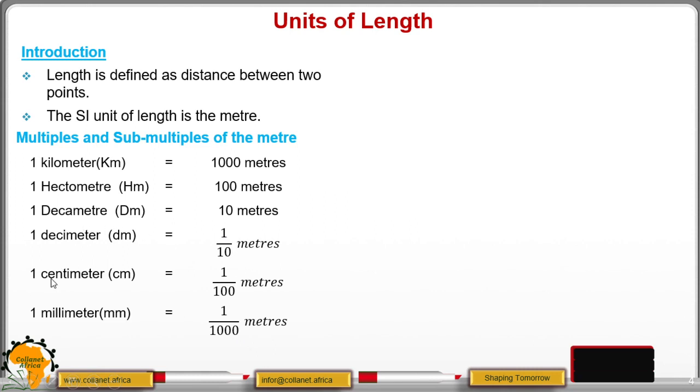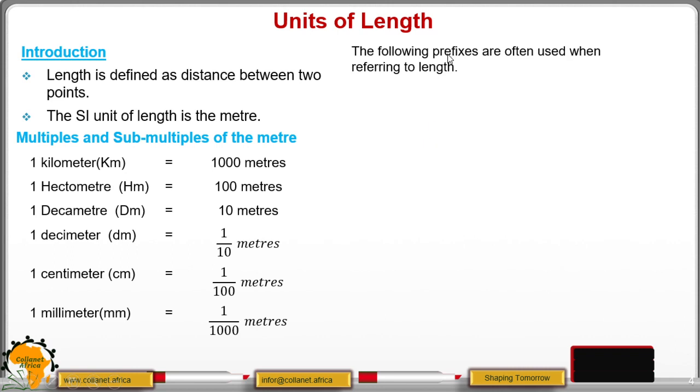Now, if you take maybe an example of 1 centimeter that we commonly know, you find that when you multiply through by 100 both sides, you'll have 100 centimeter equivalent to 1 meter. That one is common knowledge that 100 centimeter is equivalent to 1 meter. Again, 10 decimeter, you'll find that it is equivalent to 1 meter.